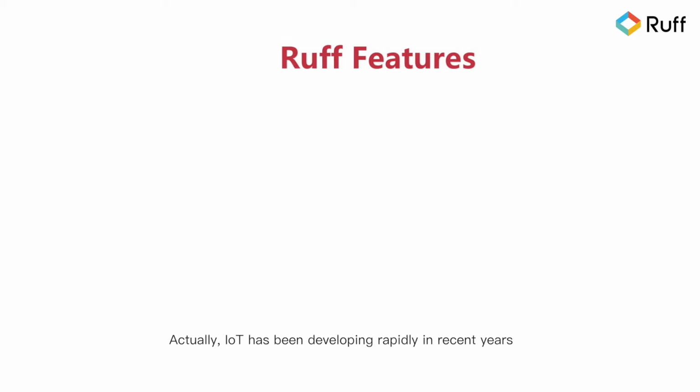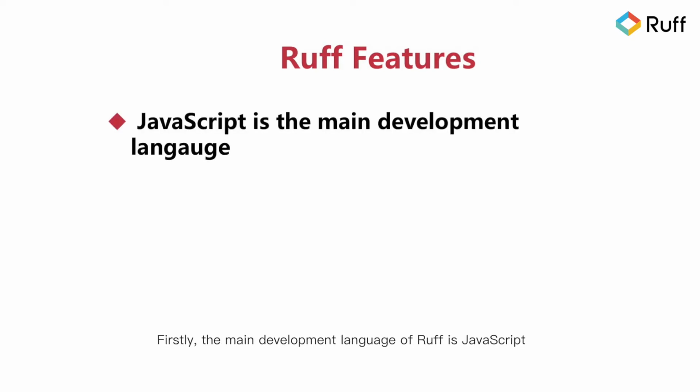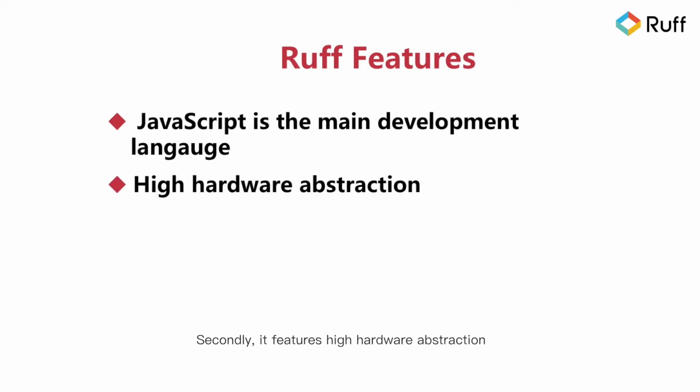Actually, IoT has been developing rapidly in recent years, and a variety of IoT platforms have continuously appeared. Well, what is the characteristic of Ruff that makes it stand out among those numerous platforms? Firstly, the main development language of Ruff is JavaScript. JavaScript is a high-level language, and also a scripting language. It's very suitable for beginners to learn and start with.